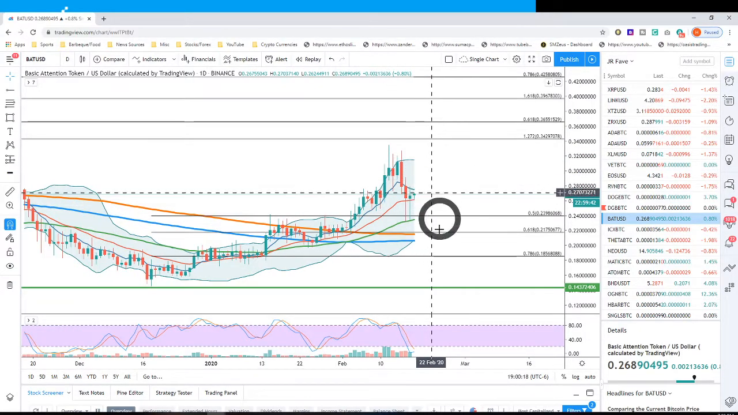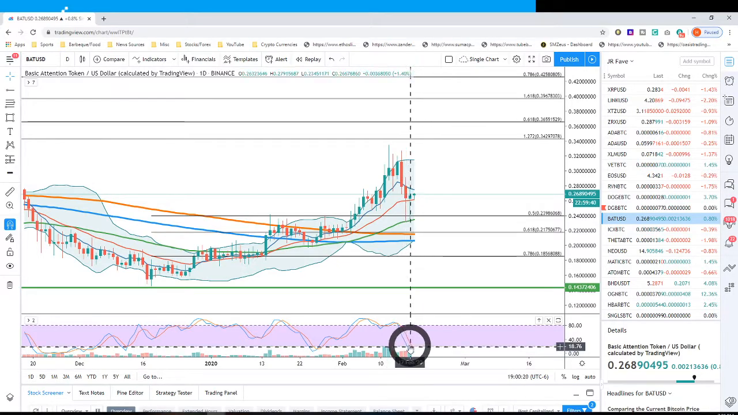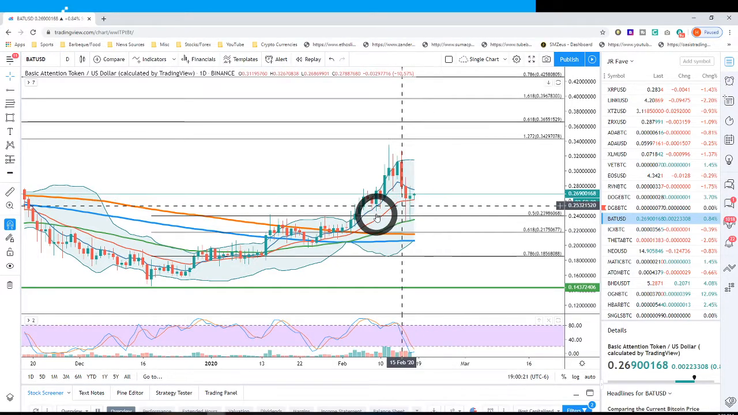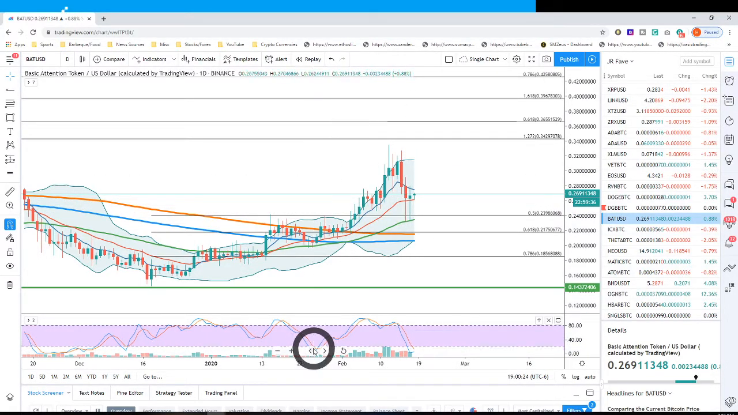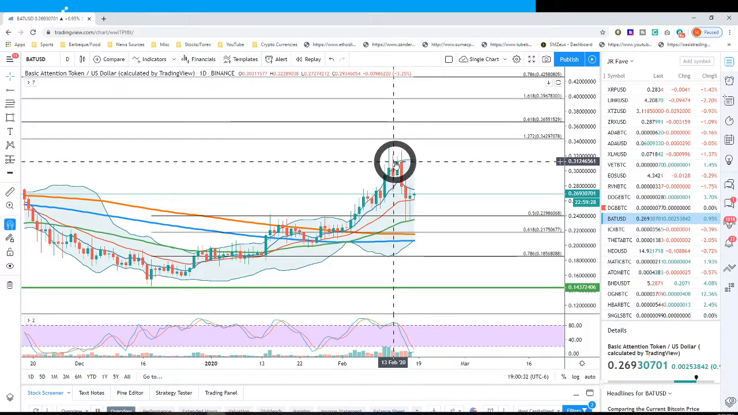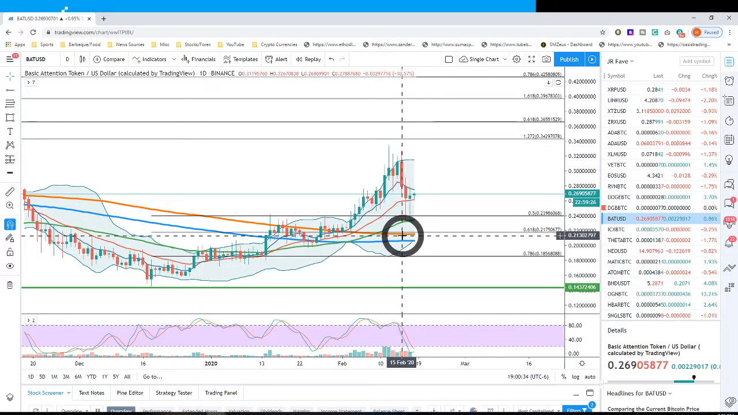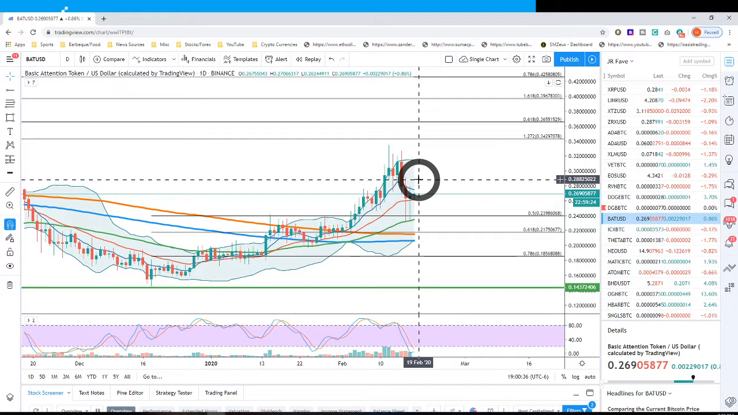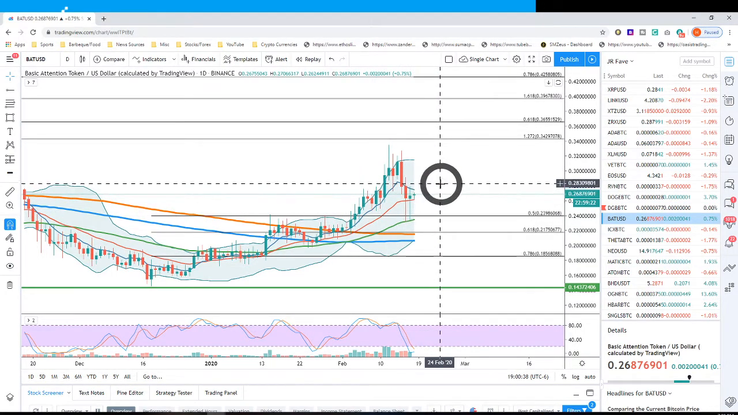So stochastic RSI down here in the oversold condition. If this is still in a bull trend, then look what happens when your stochastic RSI gets down to the bottom like it did here. You get a nice move off of it, a little retrace, and then a bigger move. So let's see if we've got something like that in the works on BAT.